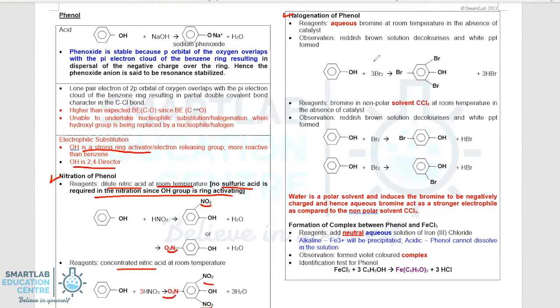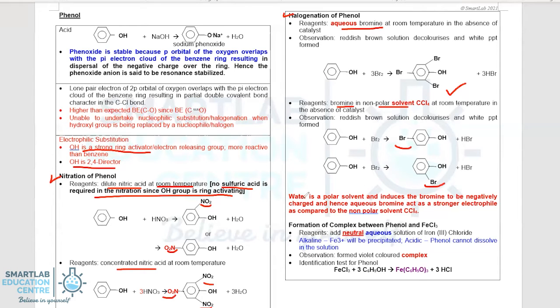In the case of halogenation, if you were to use aqueous bromine, it will result in full bromination, which means the Br will go into positions 2, 4 and 6. While if you were to use bromine in a non-polar solvent like CCl4, you will only have monobromination, which means the bromine goes to position 2 or position 4.